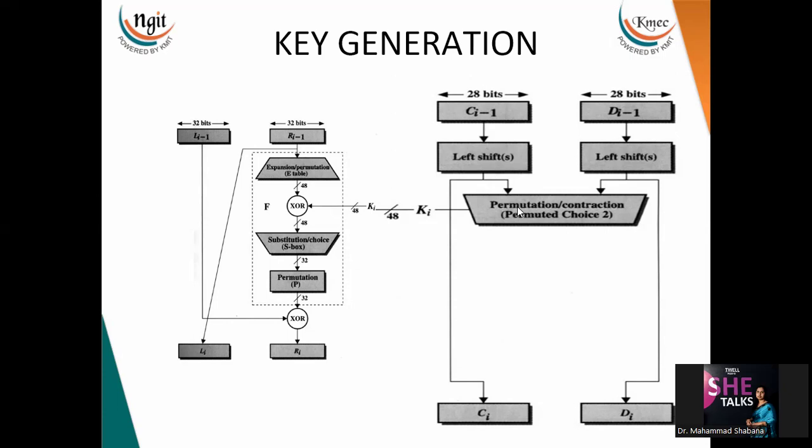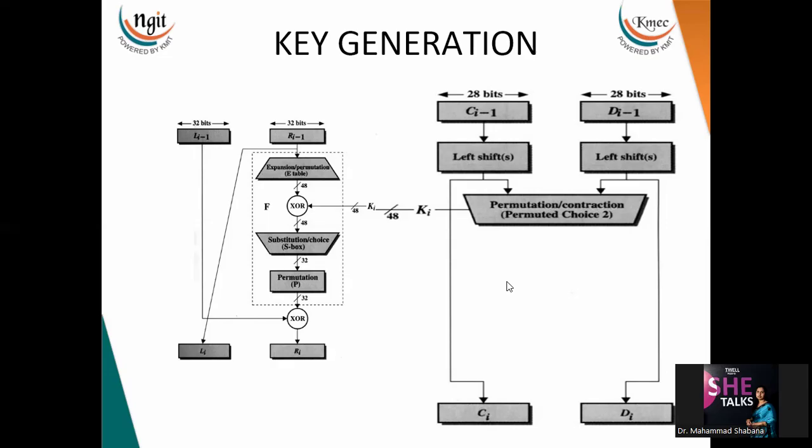In permutation and contraction, that means permuted choice 2, after the left shift, the two halves, each of 28 bits, are combined into a 56-bit intermediate key. In permuted choice 2, the operation is applied to reduce the 56-bit key to a 48-bit key. The 48-bit key is used as the round subkey for the Feistel encryption rounds. The output is the 48-bit subkey for the current round, and the updated left and right halves are used as inputs for the next round.